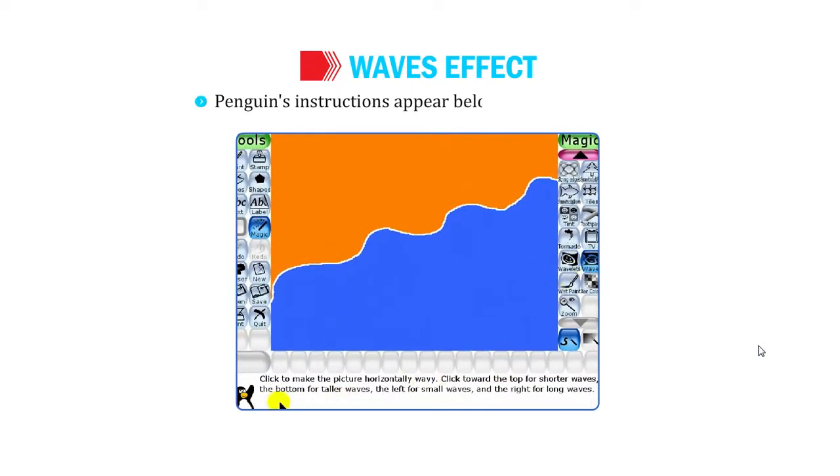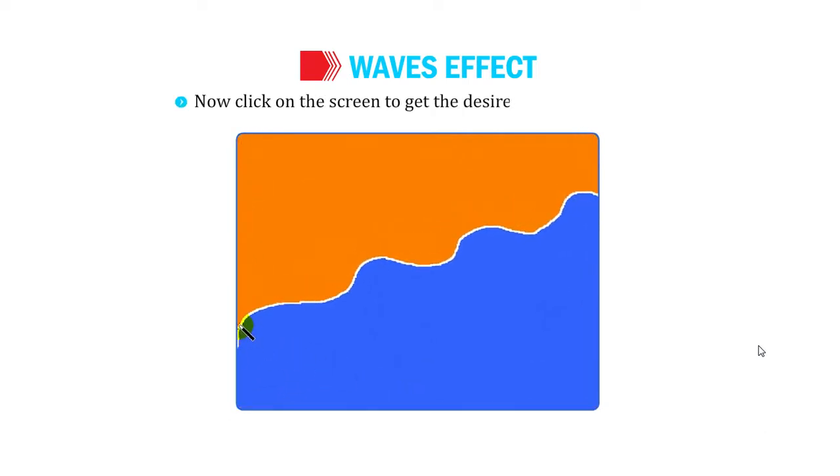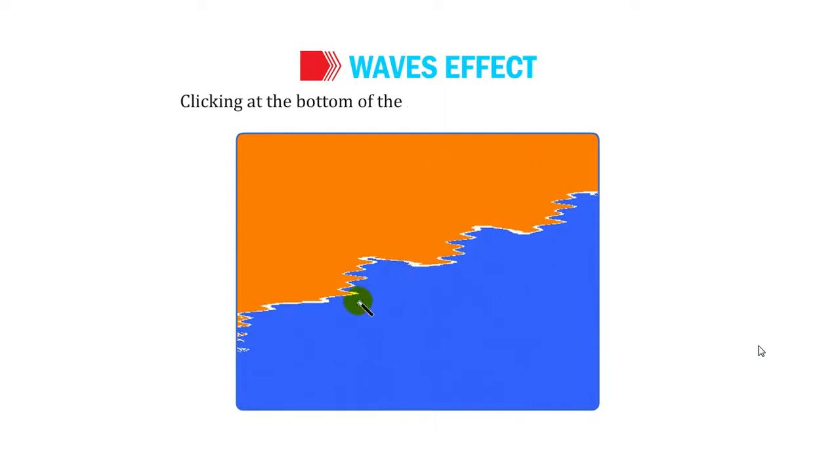Penguin's instructions appear below the drawing area. Read those instructions carefully. Now click on the screen to get the desired waves effect. Clicking at the bottom of the screen will provide taller waves.